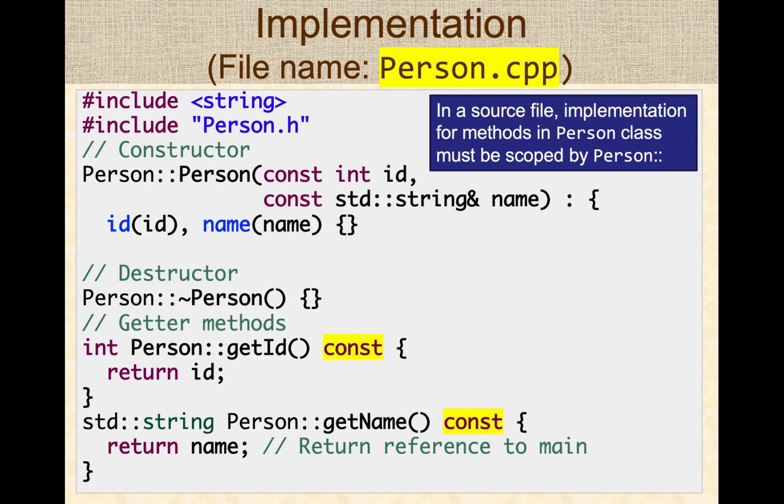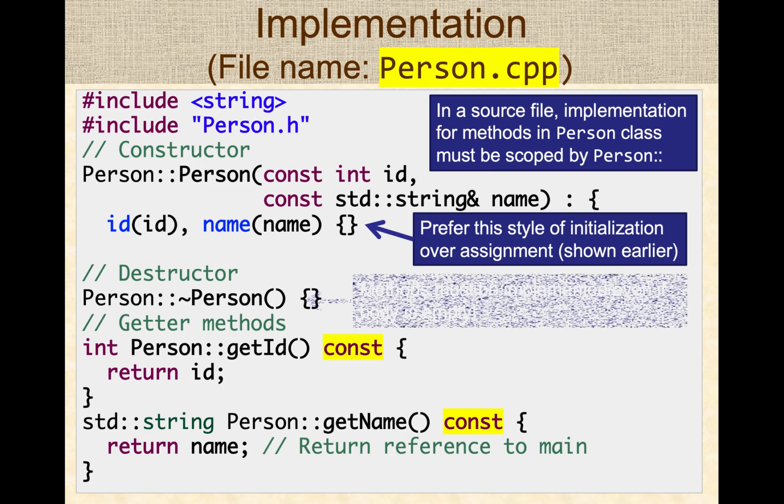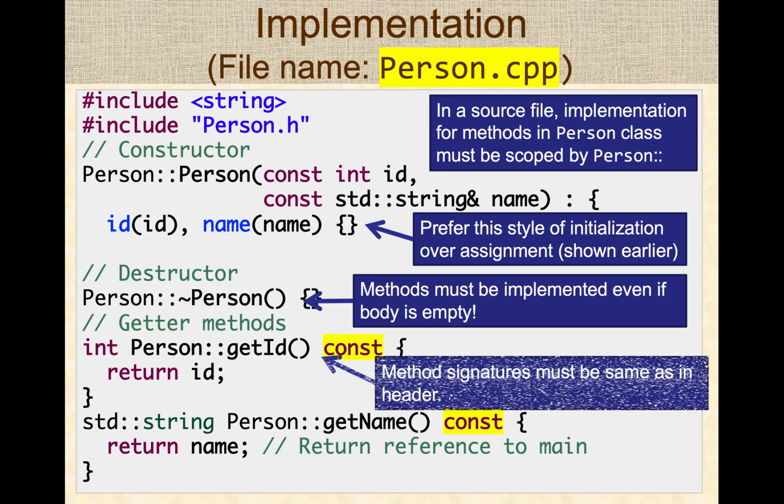And of course, these methods are pretty simple and straightforward. And here notice how these instance variables are being initialized in the constructor. So prefer this type of initialization over assignment. And of course, you need to implement all of the methods even if the body is empty. Keep that in mind. And of course, method signatures must be the same as in the header, so you have to put the same const and return data types and such for each one of these methods.